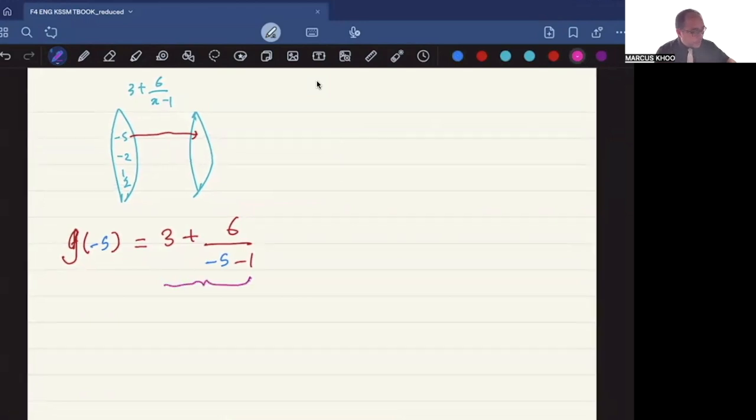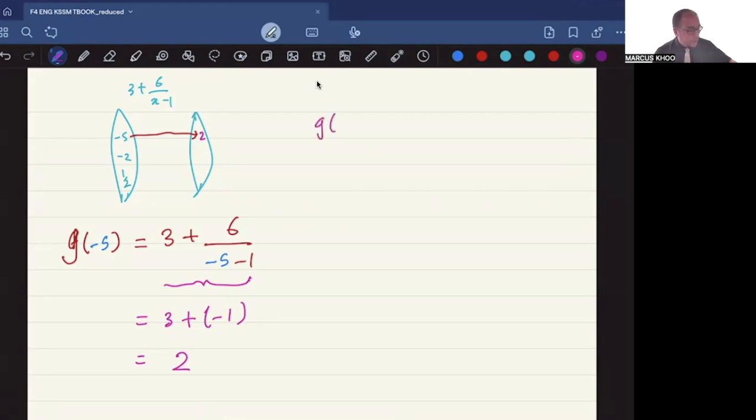Okay, so when we calculate this one, we will get 3 plus negative 1. 3 plus negative 1 will give you 2. So our answer here will be 2. So the negative 5 will be mapped to 2. And then we do likewise for the other two.